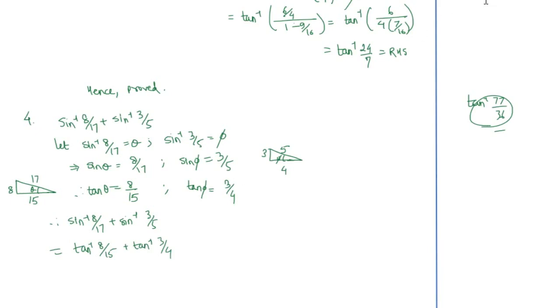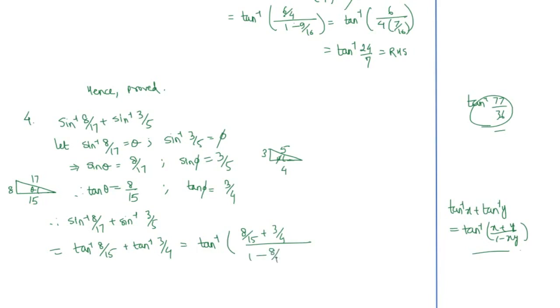Okay, solving it by the formula of tan inverse x plus tan inverse y is equal to tan inverse of x plus y by 1 minus xy, which you know very well, I guess. So we will be getting this is equal to tan inverse of 8 by 15 plus 3 by 4 by 1 minus 8 by 15 into 3 by 4.